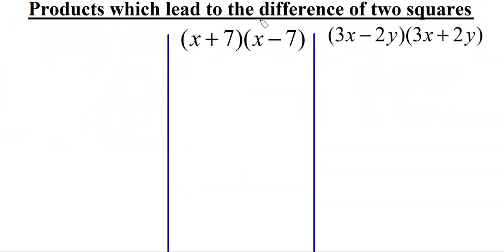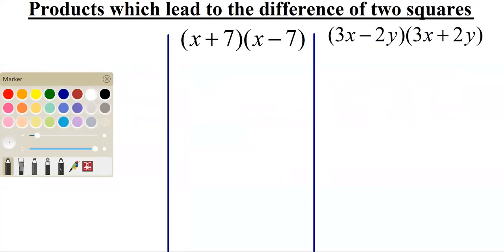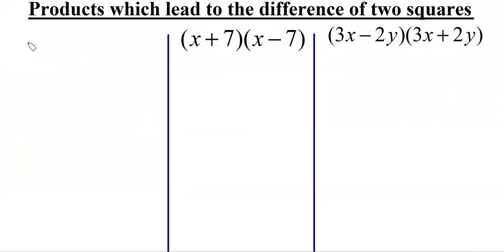Now, product which leads to the difference of two squares, okay? Now, here is difference of two squares that we're talking about. If we have got a squared minus b squared, the answer will be a plus b, a minus b. So what we're actually doing here, we are going back. So in this case here, we are going back to our original values. Okay, that's what you're talking about here.